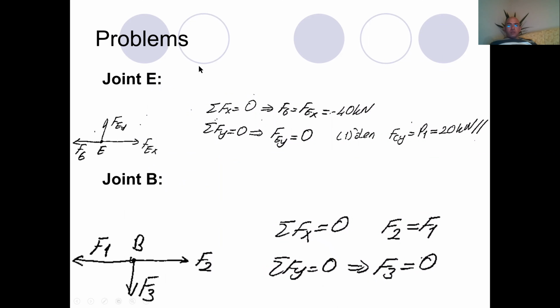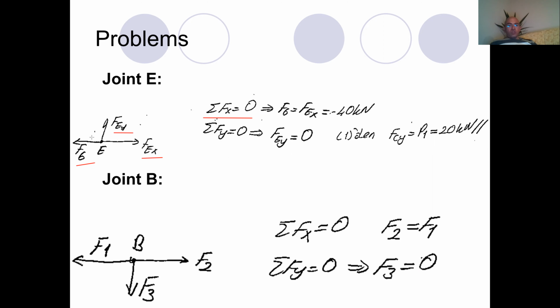So let me draw the free body diagram of the joint E. Now I have F6 here, I have Fex and Fey. First thing is writing the equilibrium condition in x direction for the joint E. Certainly sum of the forces in x direction has to be equal to 0. If I look at the forces in x direction, I have only F6 and Fex, and that has to be equal to 0. So F6 plus Fex has to be equal to 0. This means that F6 is equal to Fex, and remember that that is equal to minus 40 kilonewtons.